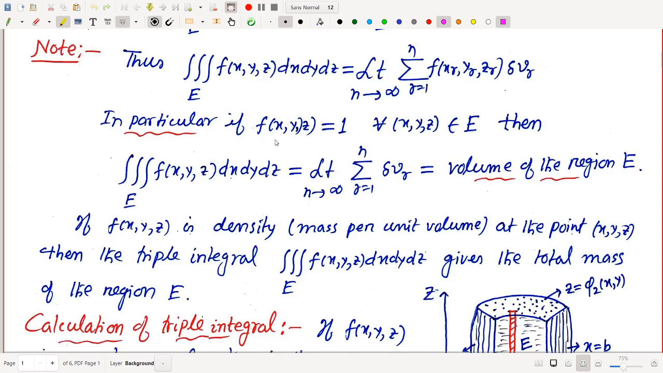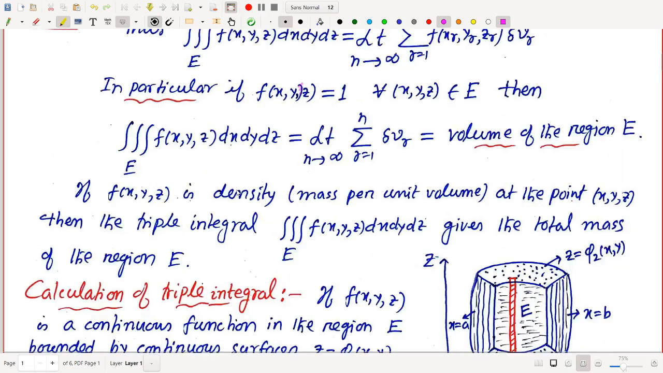Now in particular, if this function f(x,y,z) is equal to 1 for all points in E, then the triple integral becomes the limit as n tends to infinity of summation 1 into ΔVr, where of course the largest of ΔVr tends to 0. So it is the sum of volumes of each subregion. So it is actually the total volume of the region E. So the triple integral gives volume when the function is the constant 1.